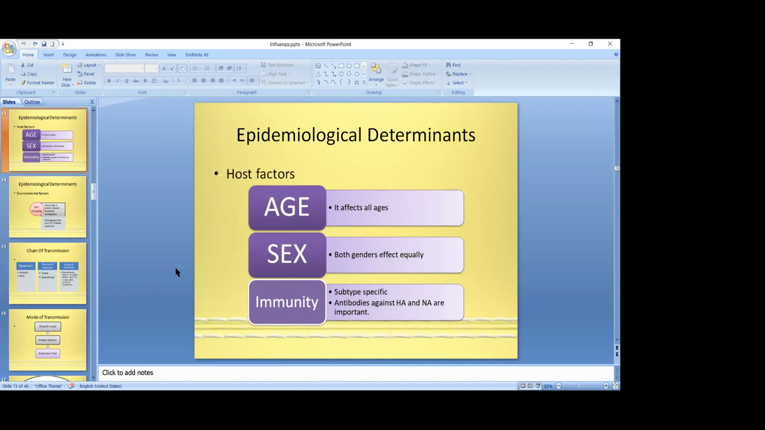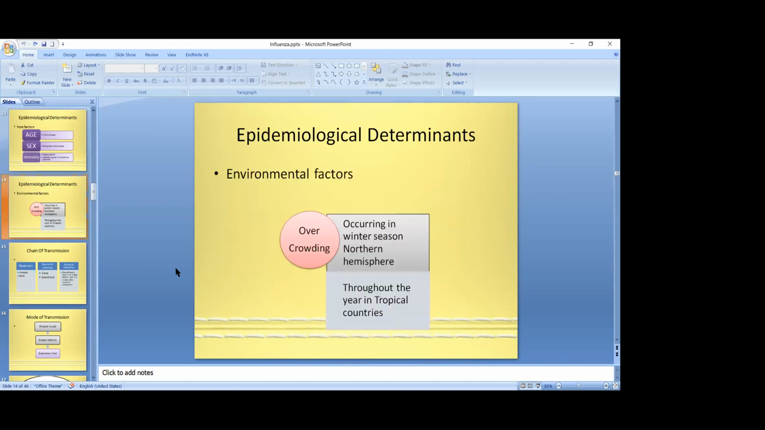Now, host factor. It affects all ages, both genders are affected equally, and there is no such role of lifelong immunity in the influenza virus. It depends upon the subtype, and antibodies against HA and NA are important in the immunity. Environmental factor. Overcrowding. It mostly occurs in the winter season in the northern hemisphere and throughout the year in tropical countries.